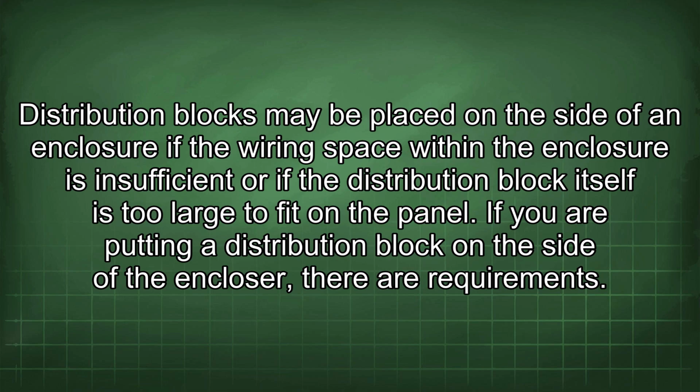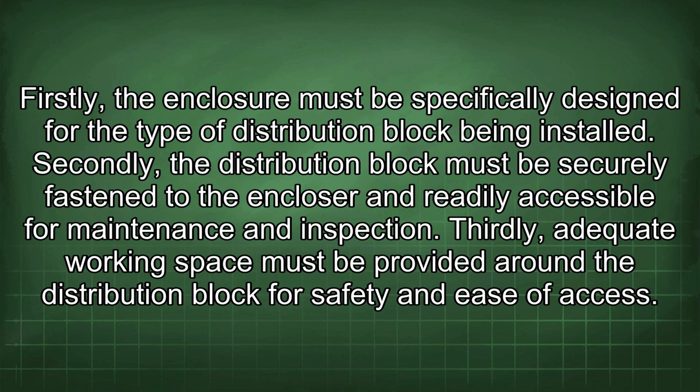If you are putting a distribution block on the side of the enclosure, there are requirements. Firstly, the enclosure must be specifically designed for the type of distribution block being installed. Secondly, the distribution block must be securely fastened to the enclosure and readily accessible for maintenance and inspection. Thirdly, adequate working space must be provided around the distribution block for safety and ease of access.